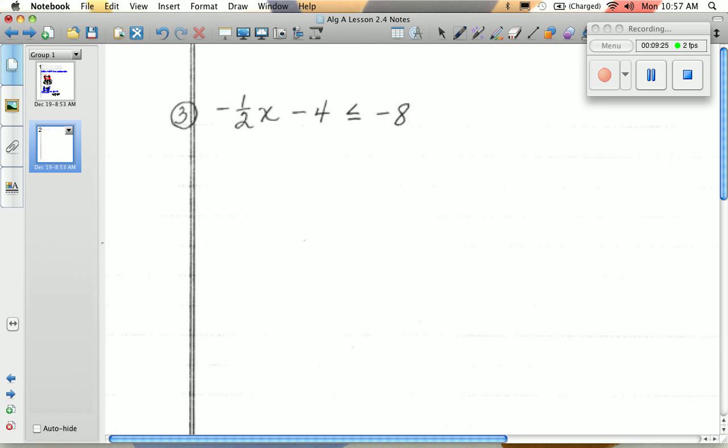-1/2 x take away 4. What's that symbol say? Is less than or equal to -8. Add 4 to both sides, okay? Add 4 to both sides of this inequality because 4 is being subtracted from the -1/2 x. And now we can say -1/2 x is less than or equal to... 8 below, the temperature goes up 4 degrees. Where's it now? -4.